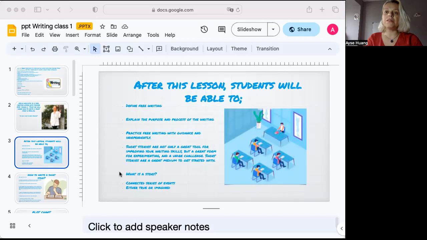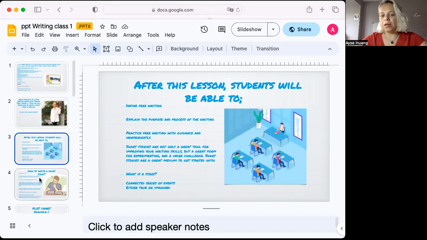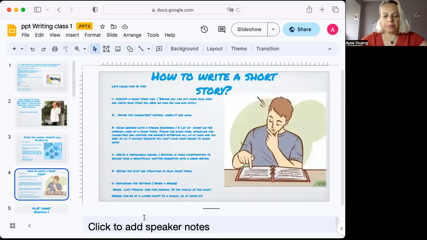What is a story? A connected series of events, either true or imagined. Let's learn step by step. Number 1, identify a short story idea. Before you can put pen to paper and write your story, you need an idea you can run with.